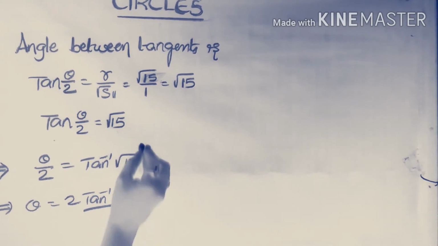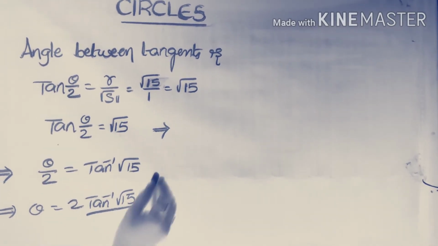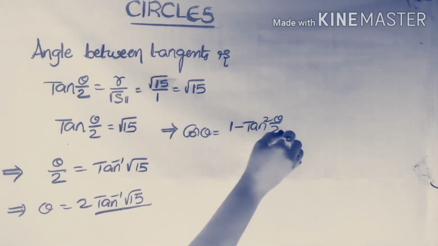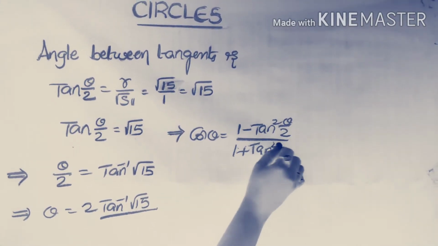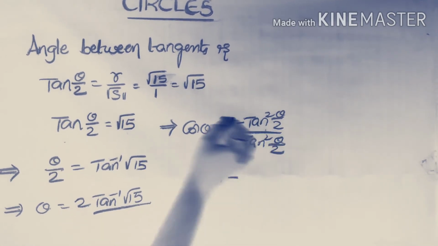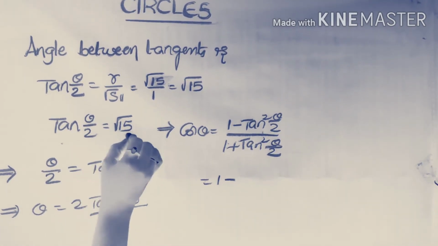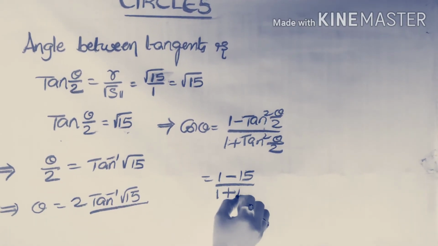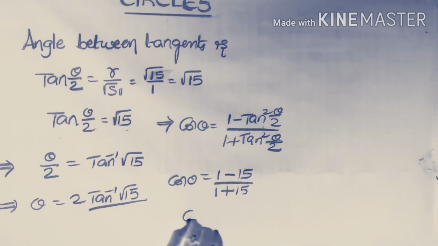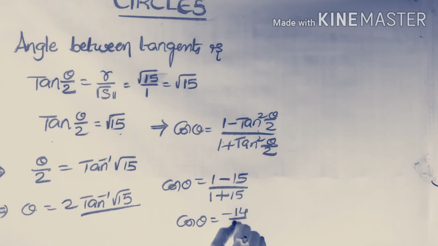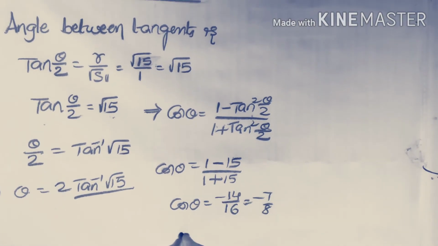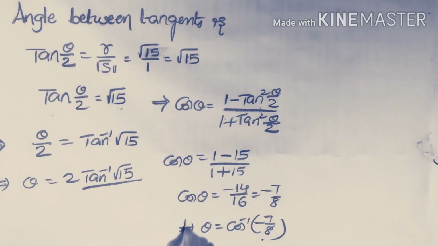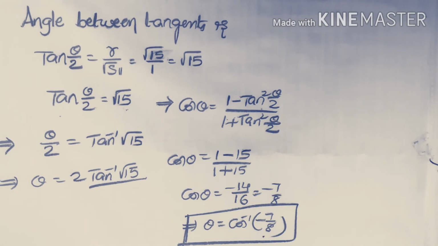And we have an alternate method also to find the angle between the tangents. Here we take the formula cos theta is equal to 1 minus tan square theta by 2 by 1 plus tan square theta by 2. Now we substitute this tan theta by 2 value in this formula. Tan theta by 2 is equal to root 15, then tan square theta by 2 is equal to 15. That is 1 minus 15 by 1 plus 15. That is cos theta is equal to minus 14 by 16, equal to minus 7 by 8, which implies theta is equal to cos inverse of minus 7 by 8. This is also the answer for the angle between the pair of tangents.